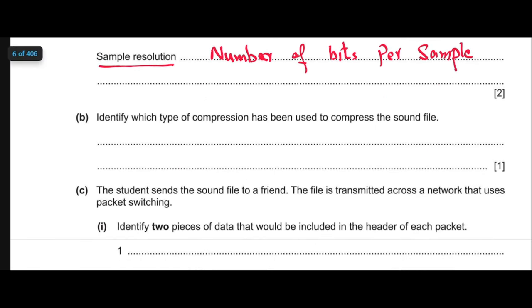Part B. Identify which type of compression has been used to compress the sound file. Okay, so remember, for sound and image files, we usually use lossy compression. Okay, lossy compression.